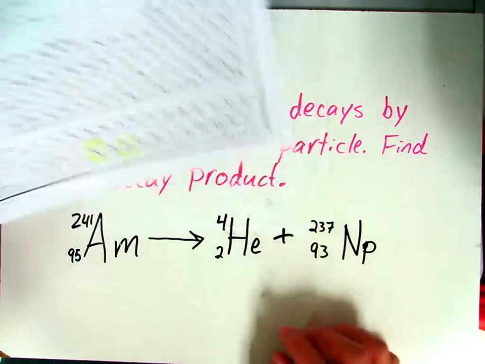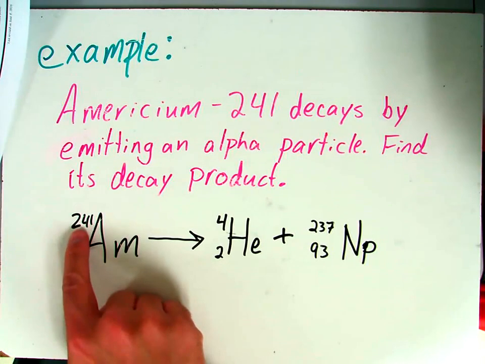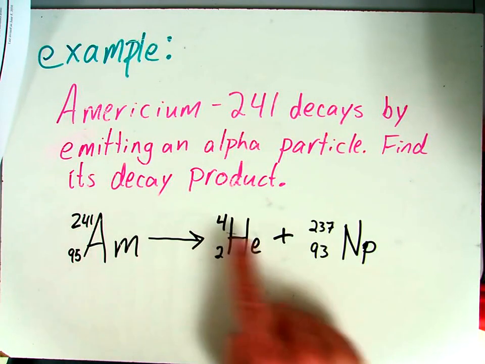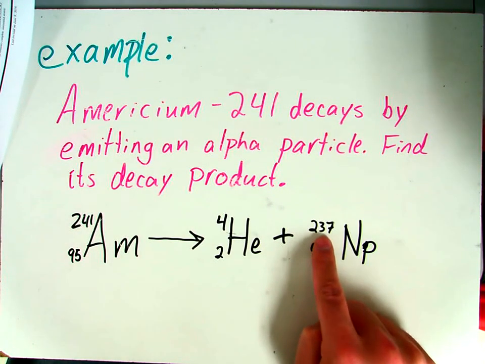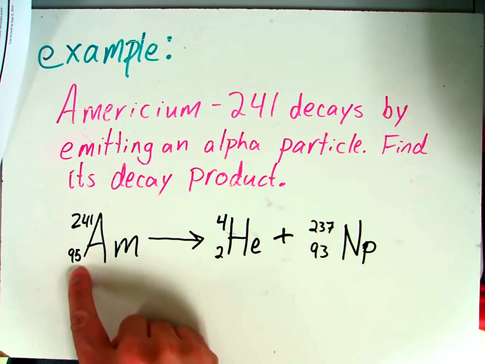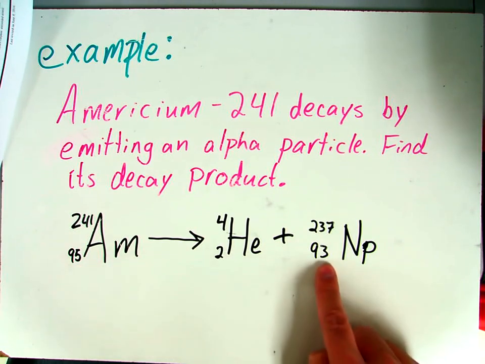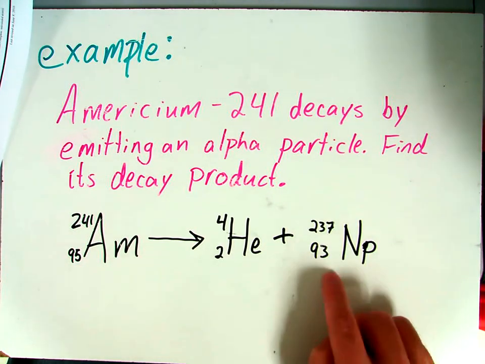Every time we do alpha decay, we're going to take whatever the atomic mass is and subtract 4, and that would be the product. Whatever the atomic number is, subtract 2, and then that's how you find the product.